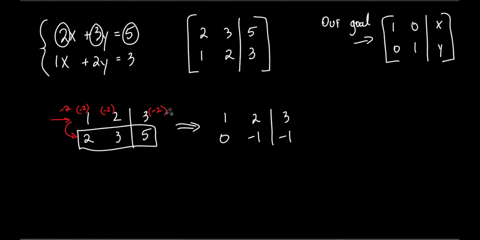So what we're going to do is multiply this by negative 1, this by negative 1, and this by negative 1. And let's see what we get.